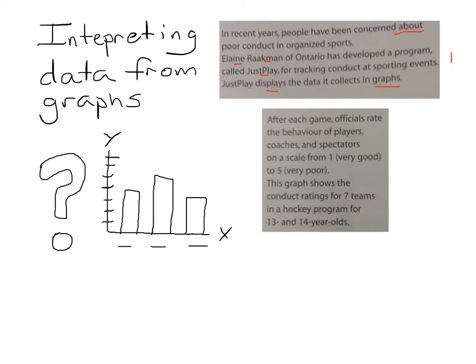After each game, the officials rate the behavior of players, coaches, and spectators on a scale from 1, very good, to 5, very poor. So the higher the number is, 5 is not good. 1 is very good. And everything in between is a little bit better or worse. This graph shows the conduct rating for 7 teams in a hockey tournament for 13 and 14-year-olds. So let's take a look at the graph. It's on the next slide.